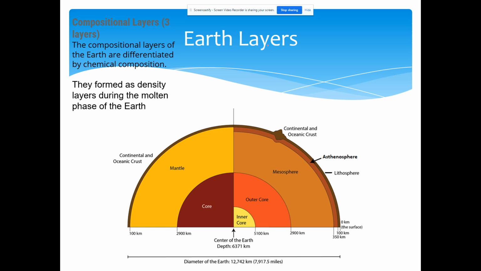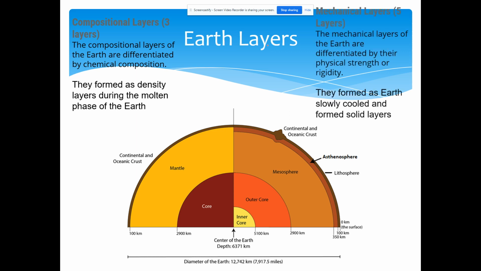As the Earth started to cool off, different parts of the core and mantle cooled off at different rates. And because of the temperature and pressure, they're not always in the same state. And so we then have 5 mechanical layers. And those mechanical layers are based not on the composition, but on the strength or the rigidity of the layers as they cooled off and started to form not just molten and liquidy layers, but also solid layers. Not all of the layers are going to be solid. Here are the 5 mechanical layers. We're going to go into each mechanical layer slowly and differentiate them.